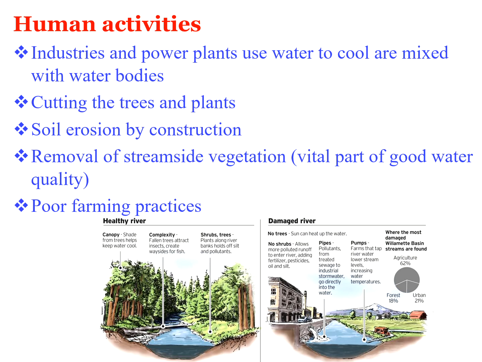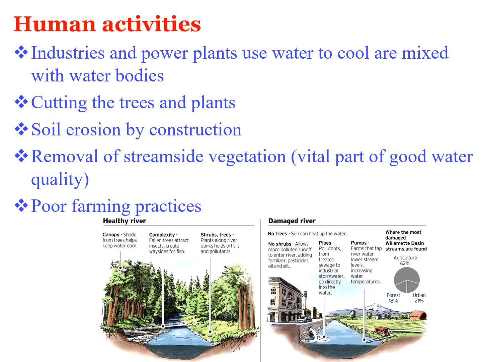The next one is construction impacts. Soil erosion caused by construction activities is a significant problem. Construction sites often expose large areas of bare soil, which gets washed away by rain into nearby water bodies. This sediment clouds the water and blocks sunlight, smothers aquatic habitats, and carries various pollutants with it. The fourth one is streamside vegetation.